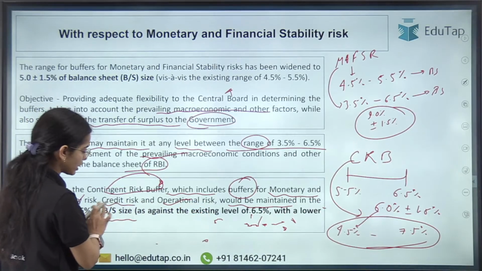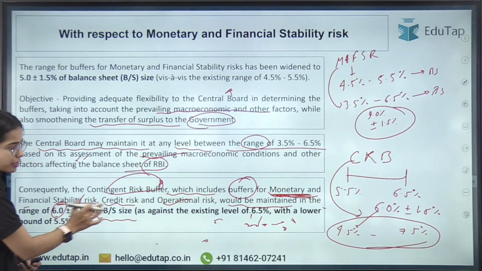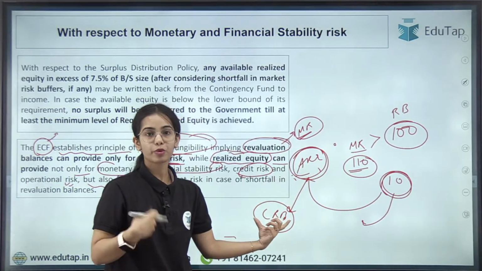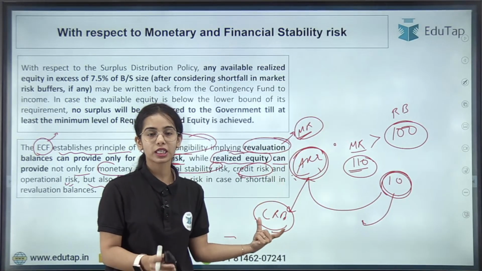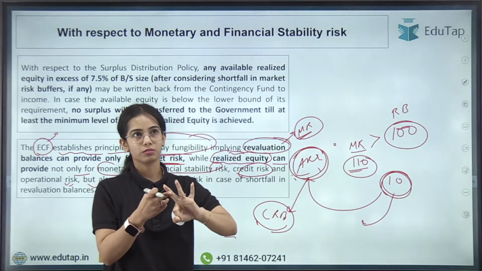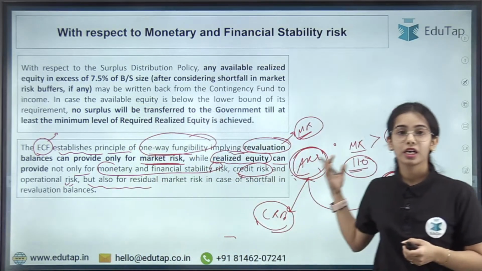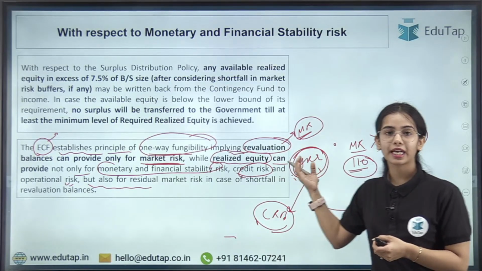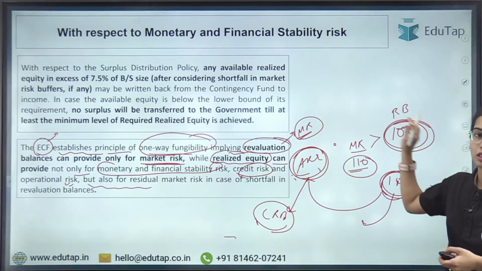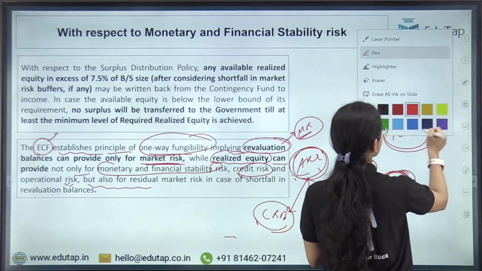The contingent risk buffer is what is maintained for the monetary and financial stability risk, credit risk and operational risk. So the available realized equity provides for the contingent risk buffer for these risks. While the available realized equity can also provide for the market risk, for the residual market risk that is not provided by the revaluation balances. Got it? Is this clear?